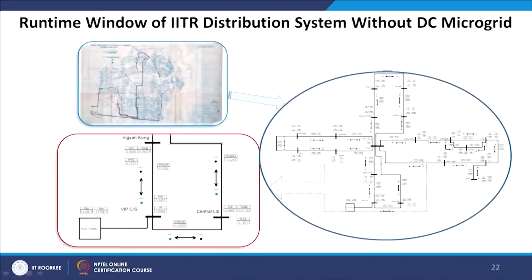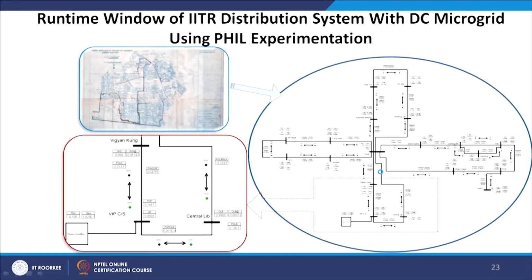It is a runtime window of the IIT Roorkee system. This is the pictorial view of the IIT Roorkee campus, and this is my network. We can see this is radial, but we have many rings in between. And this is without the DC microgrid. Further, we have integrated the DC microgrid and carried out PHIL experimentation of the IIT Roorkee campus along with the DC microgrid interfaced.